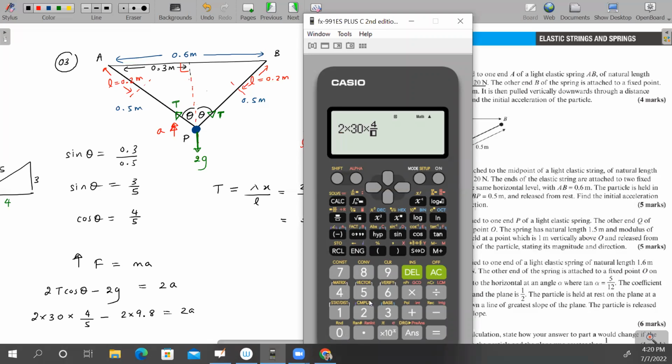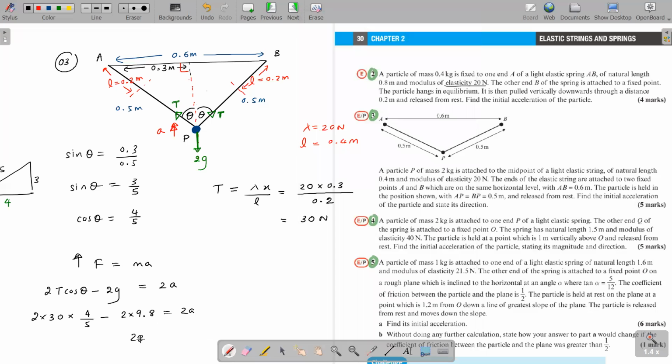So you type everything in the calculator and you should get your answer. 2 into 30 into 4 over 5, minus 2 into 9.8. Divide this by 2 and we get the acceleration as 14.2 meters per second squared. This was the answer, 142 over 5. So 28.4 equals 2a, then acceleration is 14.2 meters per second squared. So we get a perfect 3 significant figure answer, isn't it?